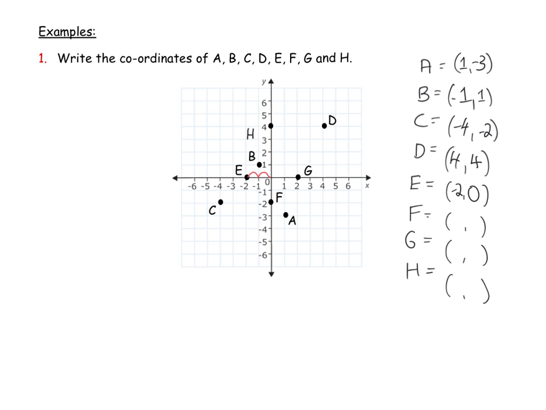F is next, so we go across the x-axis 0, because it's on the x-axis, and then we come down 1, 2, so it's minus 2. The next one we have is G, and for G we come across 1, 2, so it's going to be 2, and then we don't do anything on the y-axis, so it stays as 0. The last one we have is H, and H is here, and for H we don't do anything on the x-axis, so that stays as 0, and then we come up 1, 2, 3, 4.